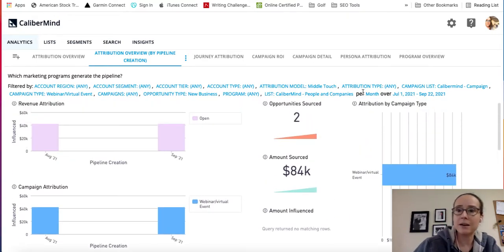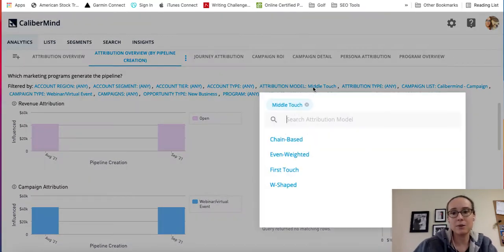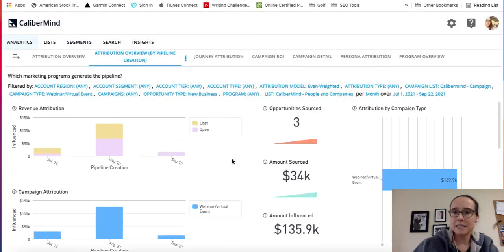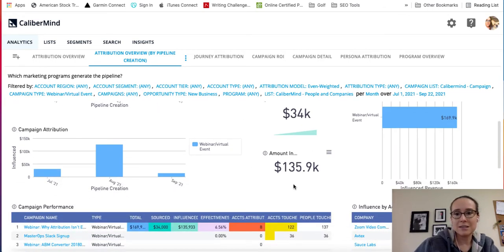So let's go ahead and look at my favorite attribution model when I'm looking at overall lift, and that's the even weighted. In this case, it's still not a very impressive number of opportunities sourced. You see the one from first touch and the two from middle touch. 34K is sourced, but you can see that 135K in the sample data is actually tied to influence, or activities that took place after the point the opportunity was opened.